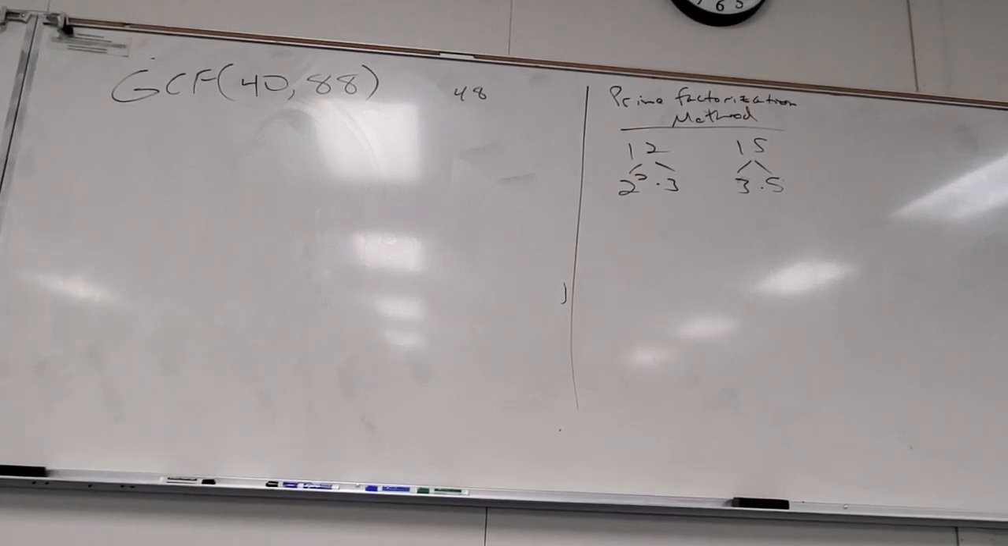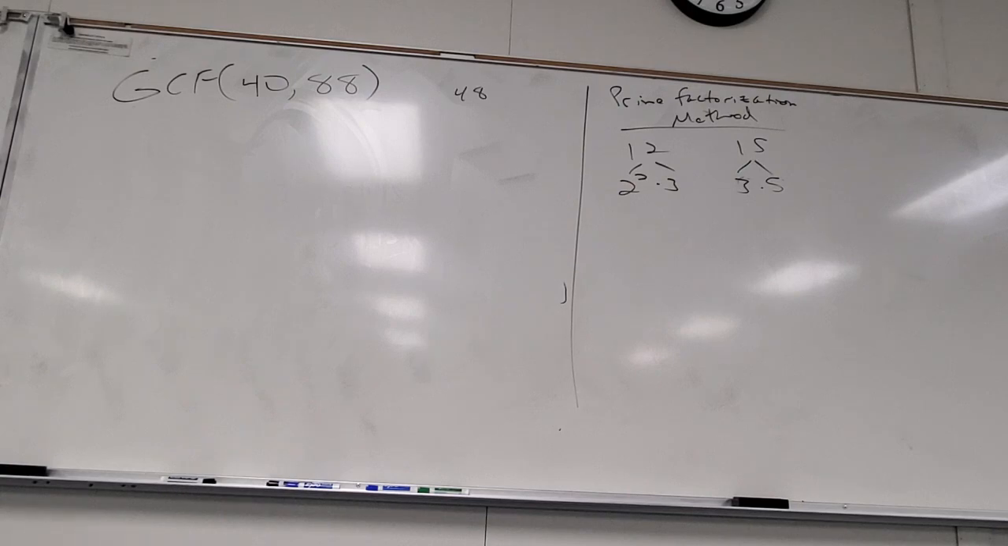What about the GCF of 39 and 41? What's the difference there? 2. That's the only number that could possibly go into both, and it doesn't. So the GCF must be 1, because 1 has always got your back. 1 is like, I got you. If nothing else works, I'm here for you, right? You guys doing okay? Okay.